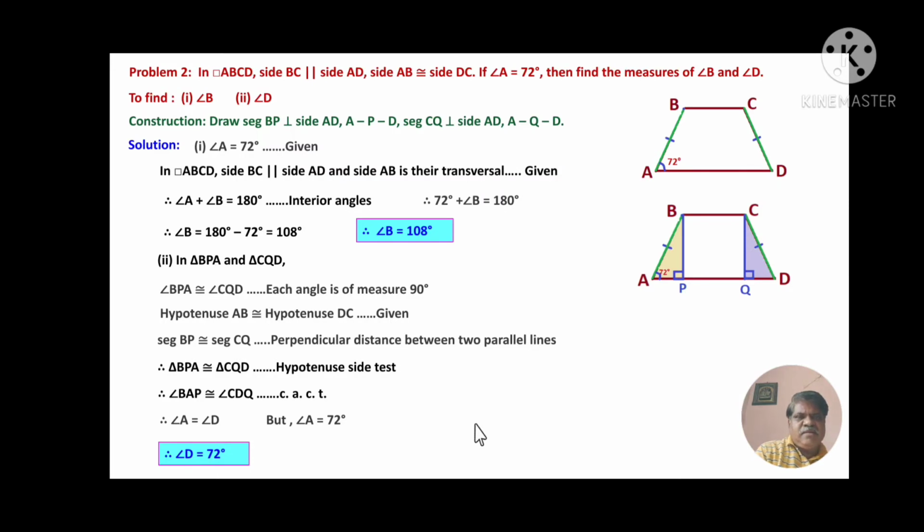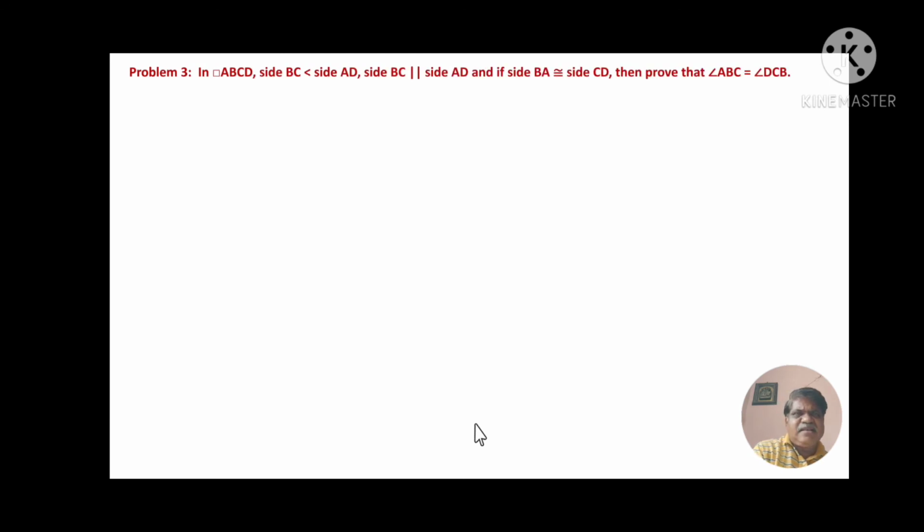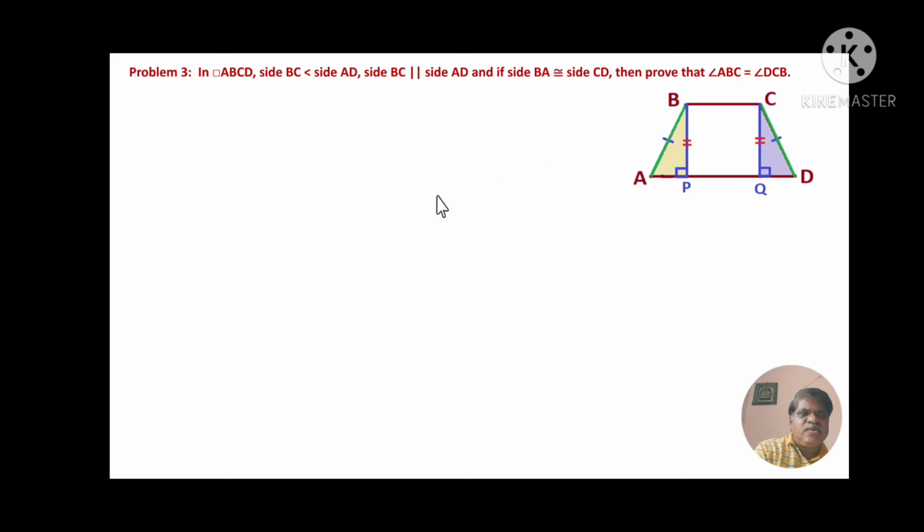Let us start with problem number 3. So friends, this is problem number 3. In quadrilateral ABCD, side BC is less than side AD, and if side BA is congruent with side CD, then prove that angle ABC is congruent with angle DCB. These two angles we have to show congruent.